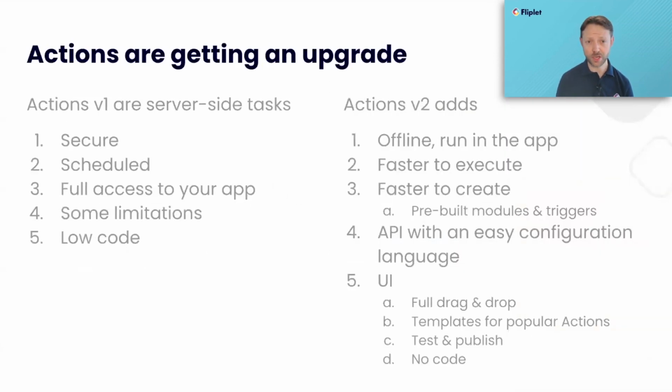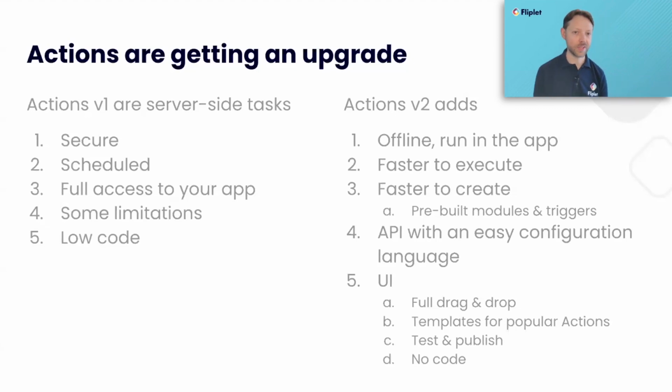So what's changing? Fliplet's had actions for many years now. Let's just call it Actions version 1, and they're server-side only. The great thing about them is they're secure. You can schedule them. They have full access to your app, so you don't have to do anything special. They have some limitations about what they can do, and they're a low-code environment. You do have to know code and be able to code them, but it can leverage existing Fliplet features, so you don't have to write all the code yourself.